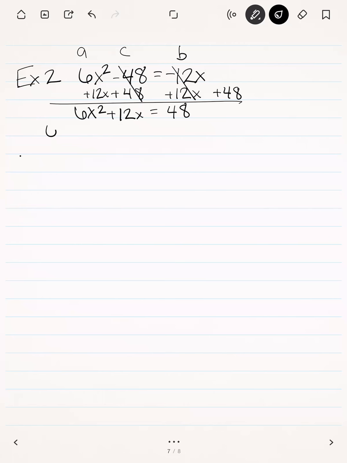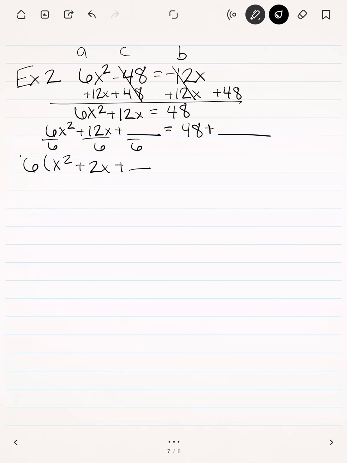From here I add my spaces. Okay, so I have plus 12x plus blank, and then 48 plus blank. Now I look for my greatest common factor of 6 and 12. Well, that GCF would be 6. So I'm dividing everything by 6 on the left side. My GCF goes on the outside. I'm left with an x squared plus a 2x plus space, and my right side stays the same.